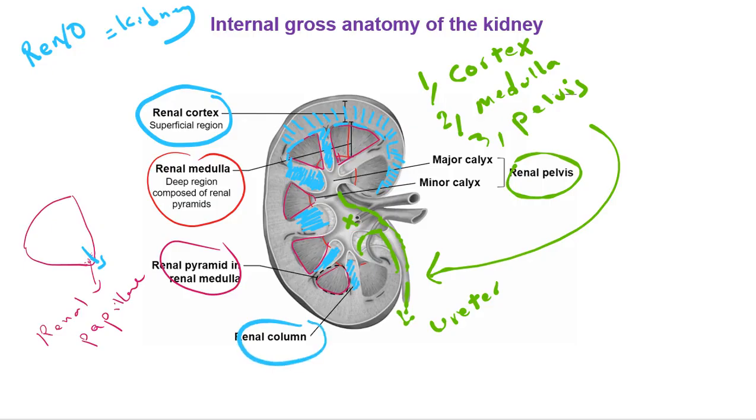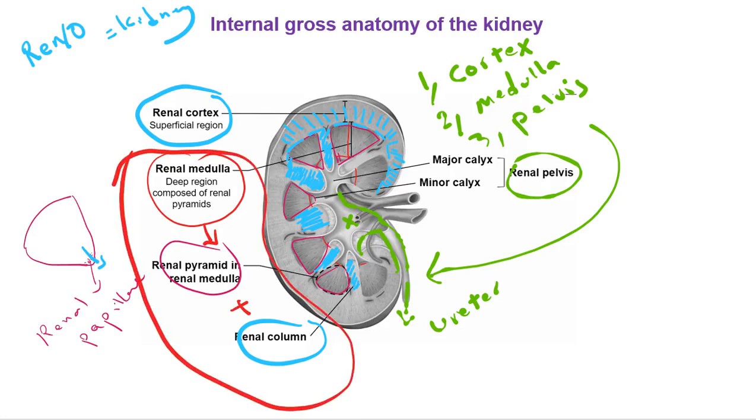So it means a renal medulla is composed of renal pyramid and renal column. So all of these together would be called renal medulla. Okay, and let's take a look at the renal pelvis.